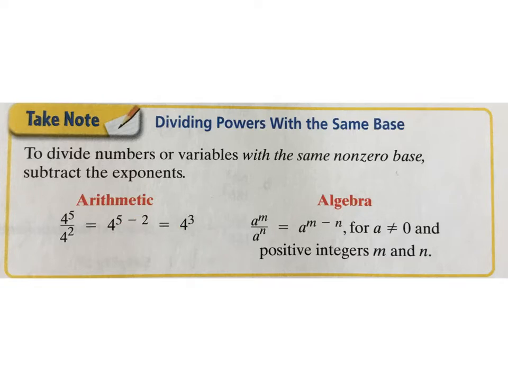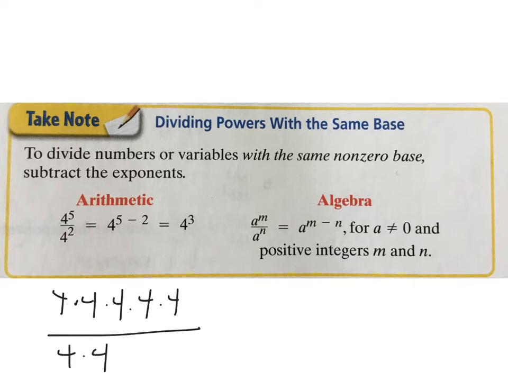So if you think about writing it out completely, 4 to the 5th is 4 times 4 times 4 times 4 times 4 over 4 times 4. That's our 4 squared. They can cancel each other out. You're left with 4 to the 3rd.